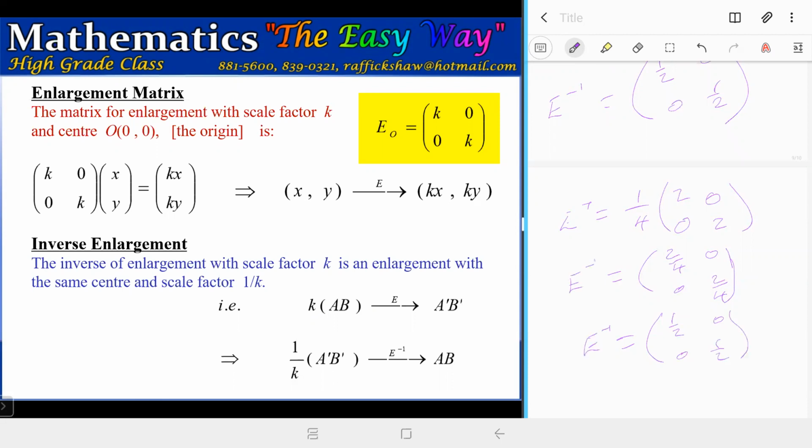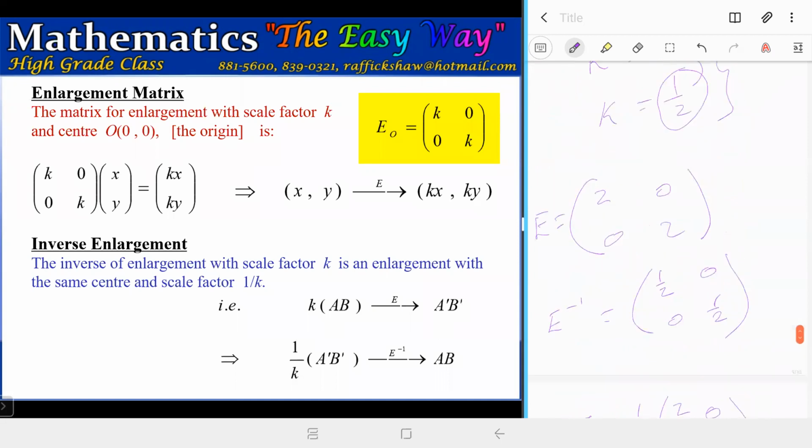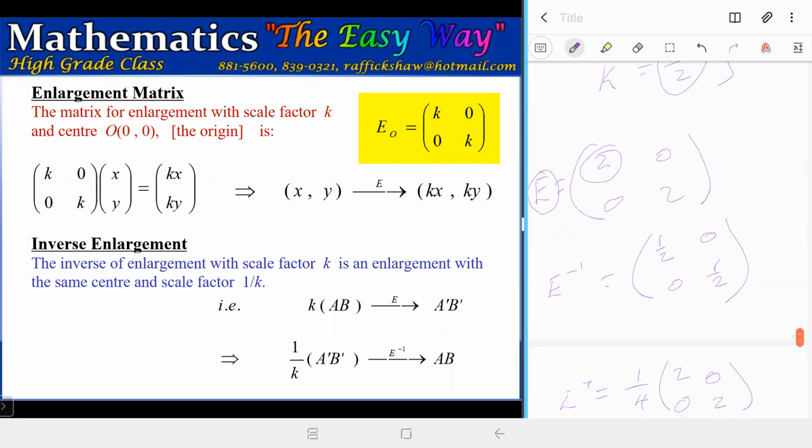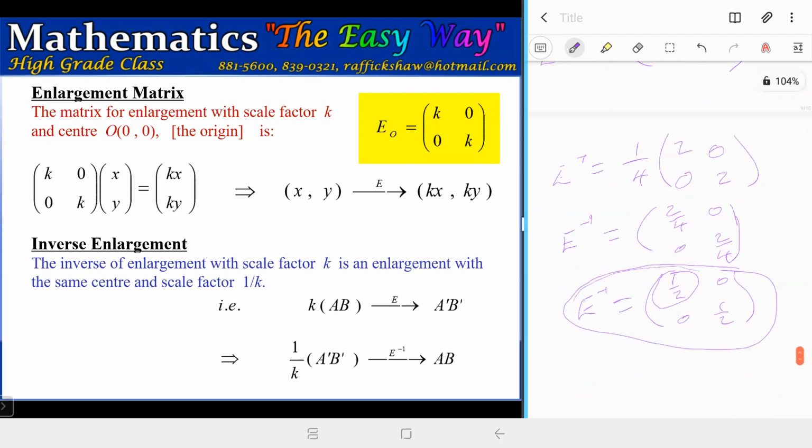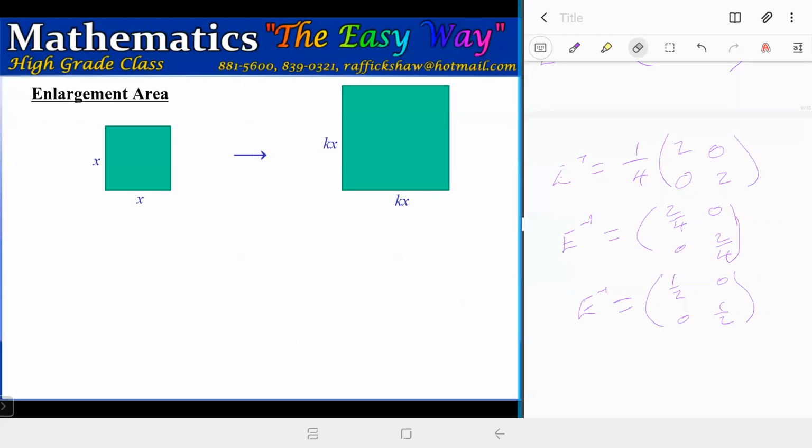So this is an enlargement of scale factor half, whereas the original was an enlargement of scale factor 2. And so the inverse of an enlargement of scale factor 2 is an enlargement of scale factor half. It makes sense: calculation and common sense give you the same thing. All right, that is that.